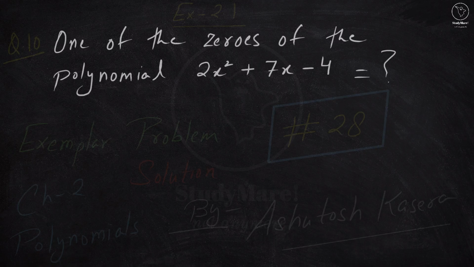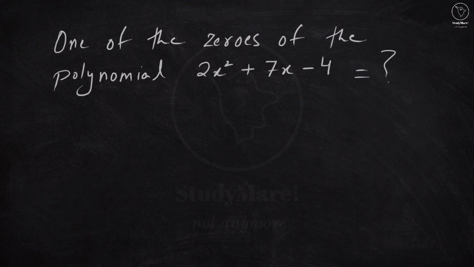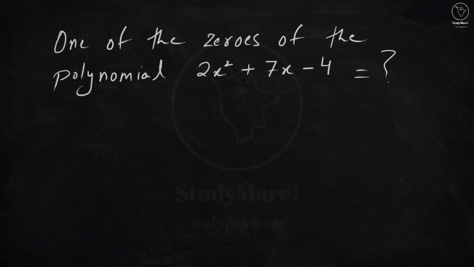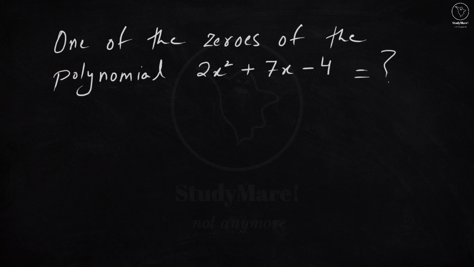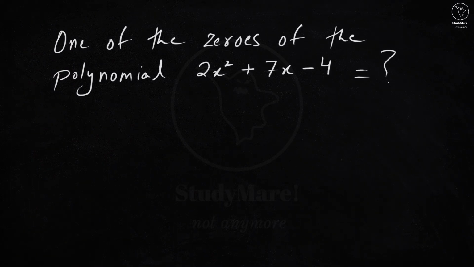But if you get this question in MCQs, then you have to select the option that is given in the MCQ out of the two zeros that you have calculated. So let's do this.